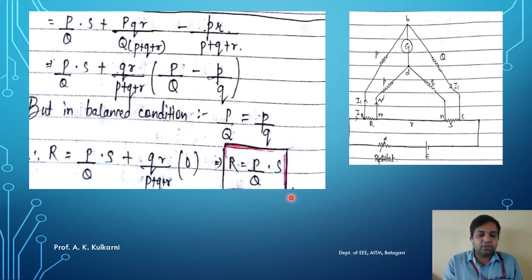So this is the final solution to find the value of unknown resistance with the help of the Kelvin's double bridge method. If you have any doubt in the Kelvin's double bridge, please feel free to ask.